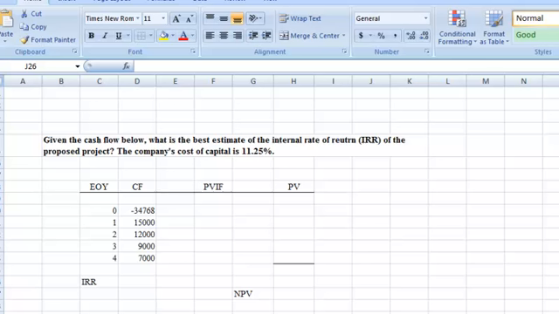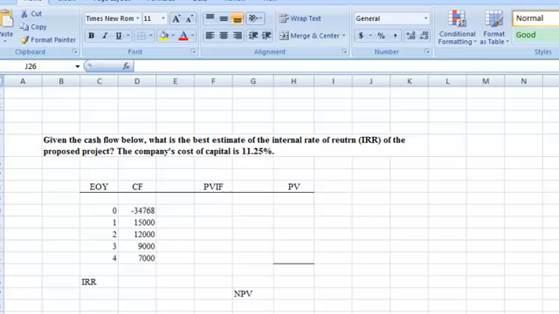Welcome back. We're going to solve another interesting problem here using time value of money in Excel. And this one has to do with capital budgeting. Given the cash flow below, what is the best estimate of the internal rate of return of the proposed project? The company's cost of capital is 11.25%.